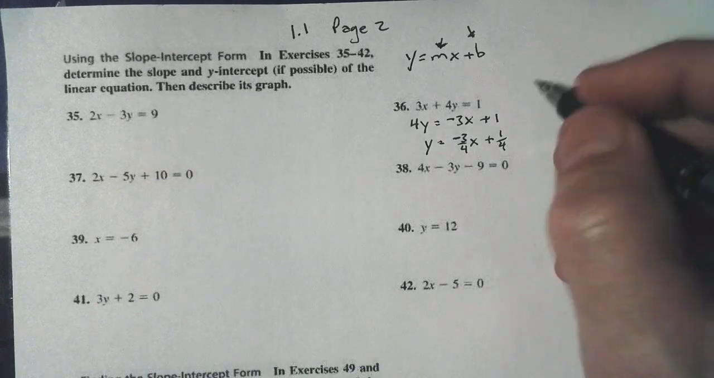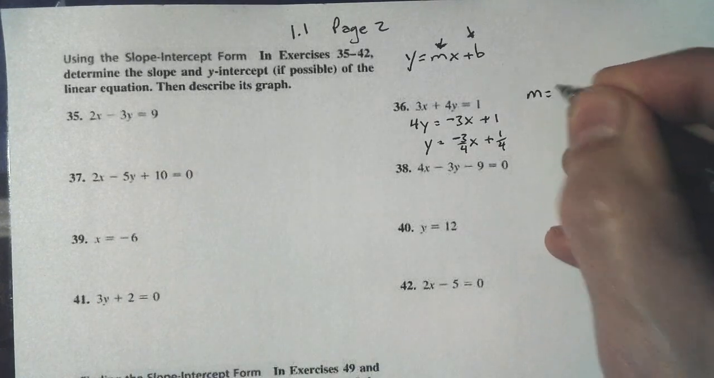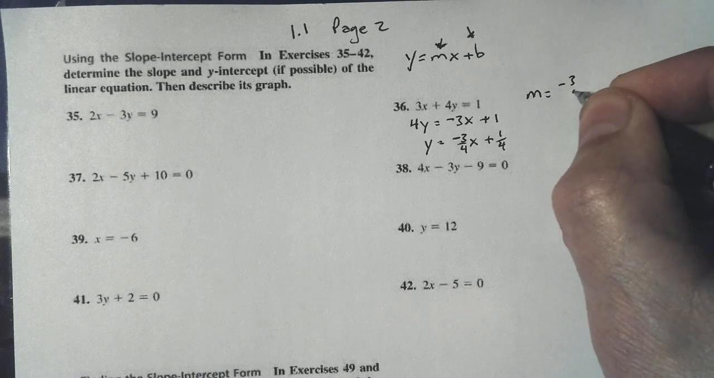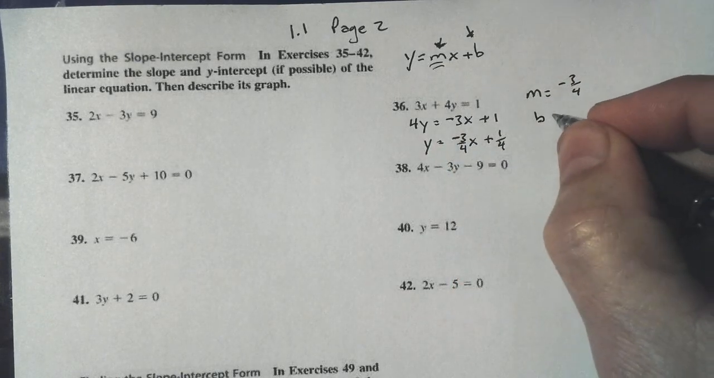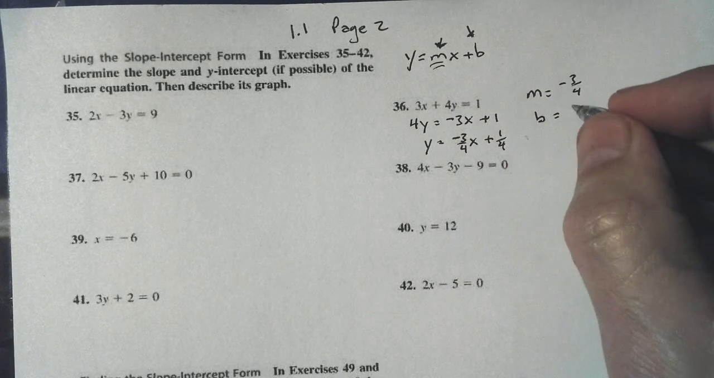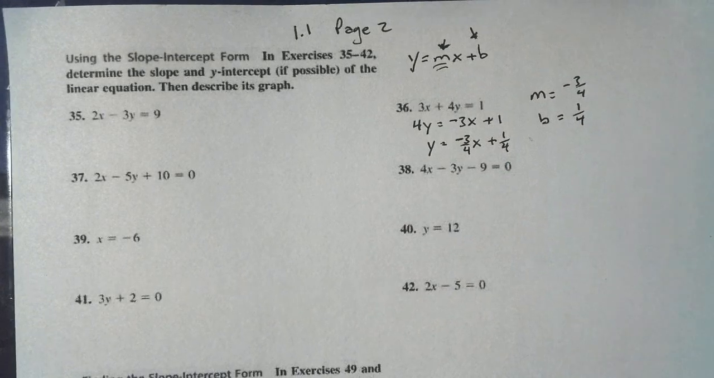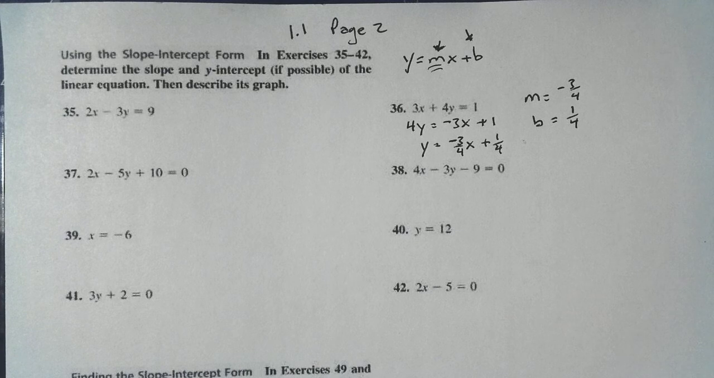Wow. So our slope is negative 3/4. It's this puzzle piece. Our y-intercept b is 1/4. And that's a pretty good algebraic description of the graph right there. I am satisfied with that at that point.